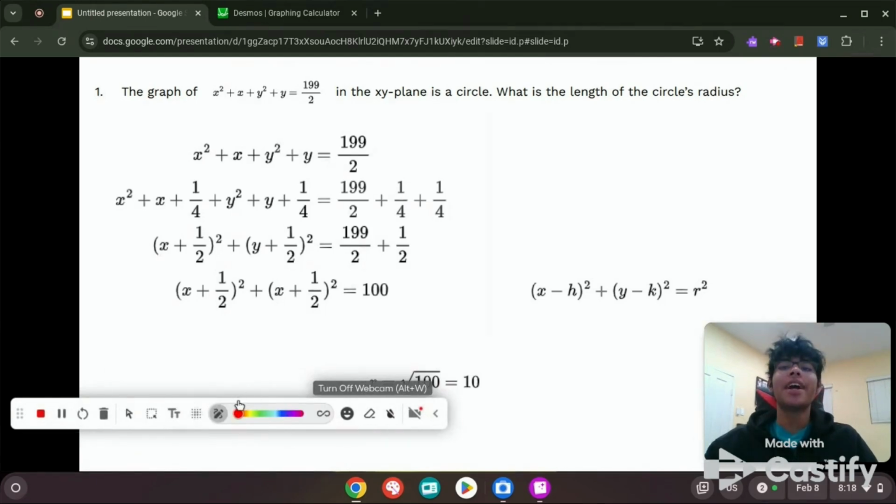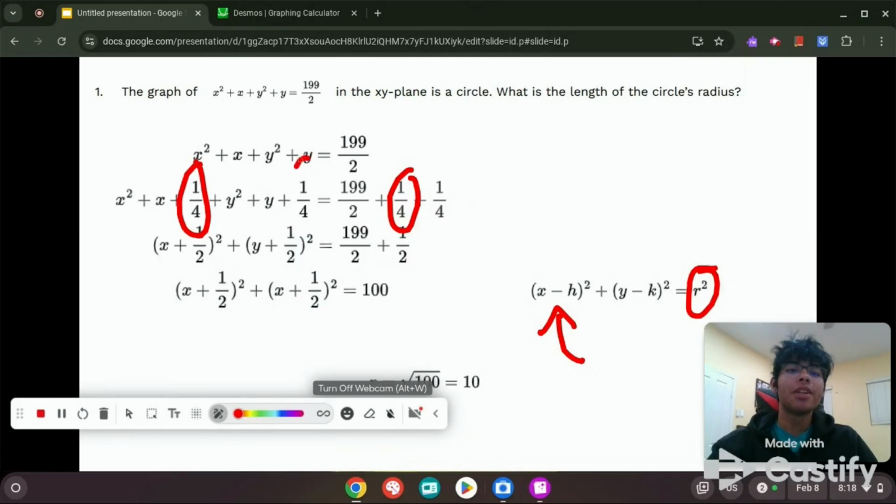So right now you see that we want to try to get it into this form right here. This is how circles are typically expressed, and over here we can find the r squared at the end. So the first step that we're trying to do here is adding 1/4 so that we can complete the square for both the x and y.